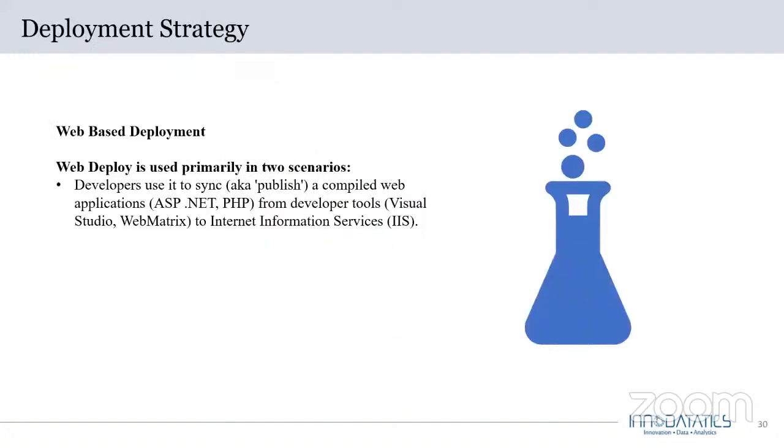Next slide. Deployment strategy. Web deployment is used primarily in scenarios where developers sync a compiled web application from developer tools to Internet Information Services. So coming to our model, we have used Streamlit in PyCharm for development and deployment.